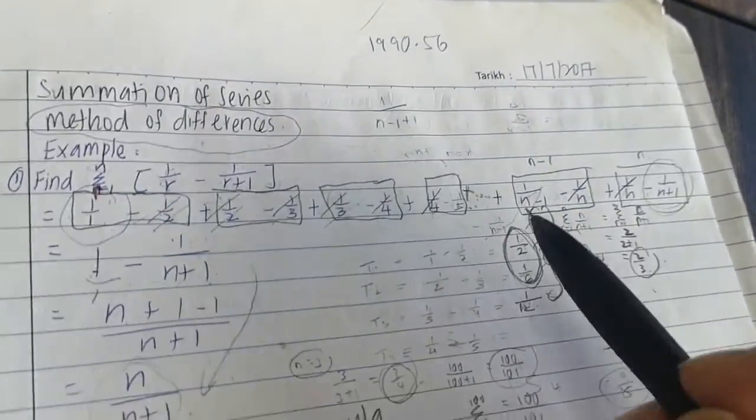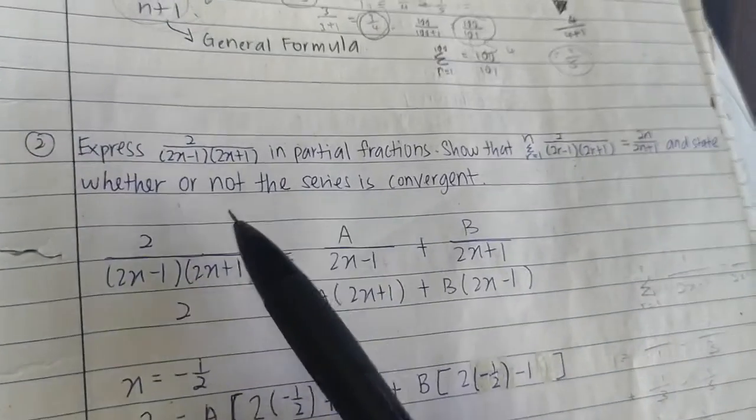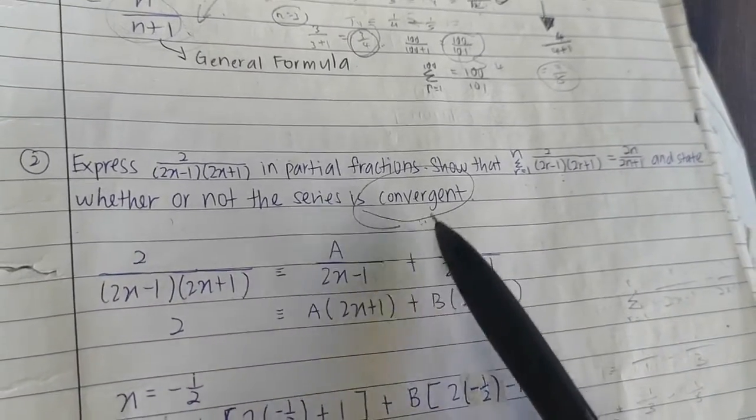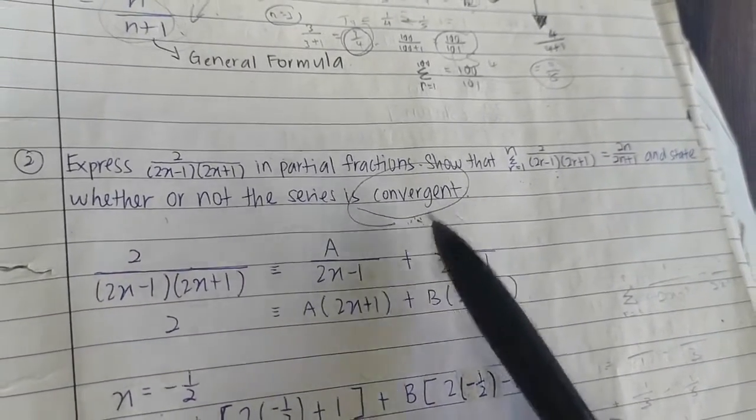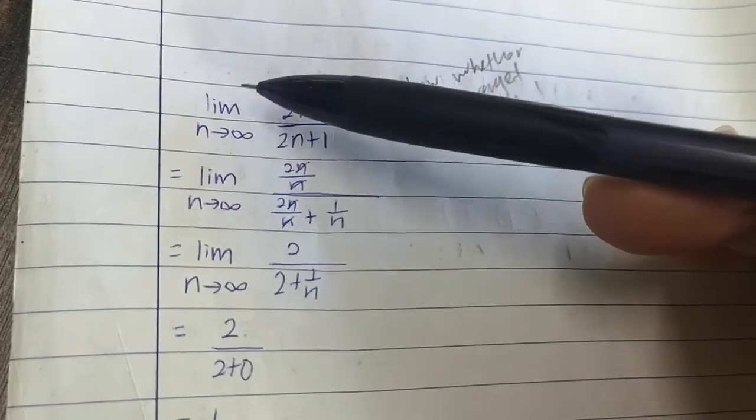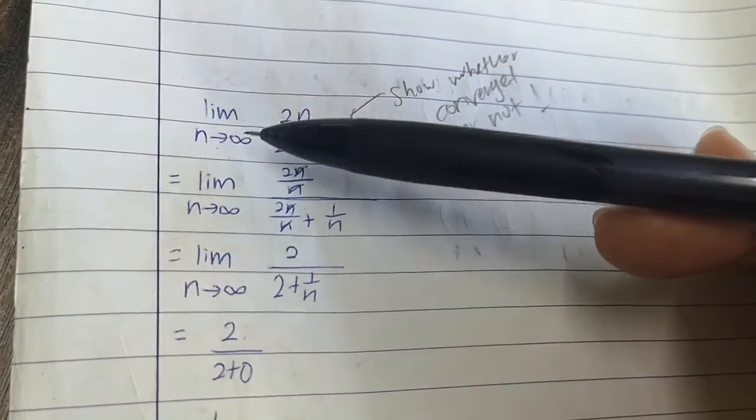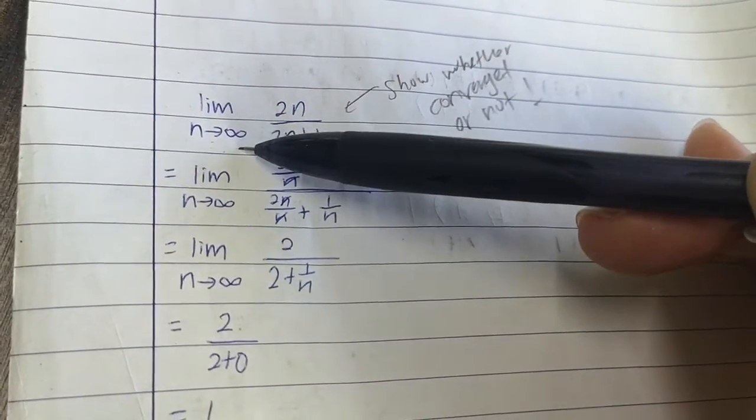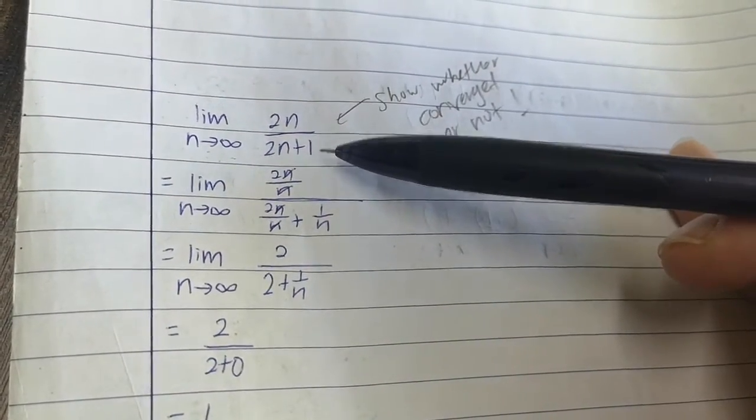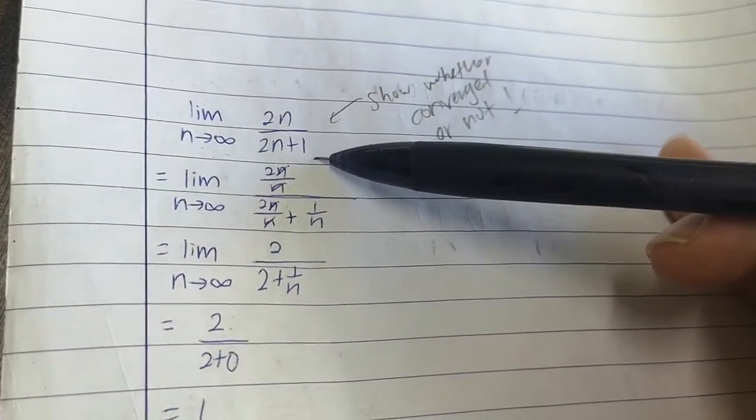After that, what does the question ask you? The question asks you, where is it? State whether or not the series is convergent. So they want to ask you whether this series is convergent or not. So if you want to see whether this series is convergent or not, how do you do it here? Put the limit as n approaches infinity, which the teacher has also taught before, for 2n over 2n plus 1. Okay, so you want to see whether it is convergent or not.